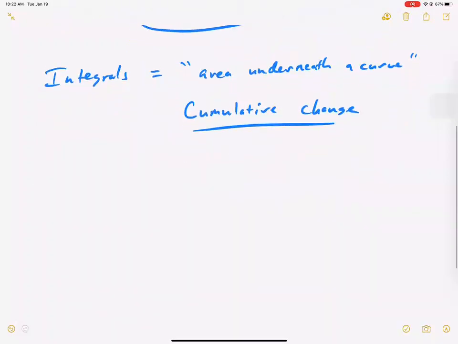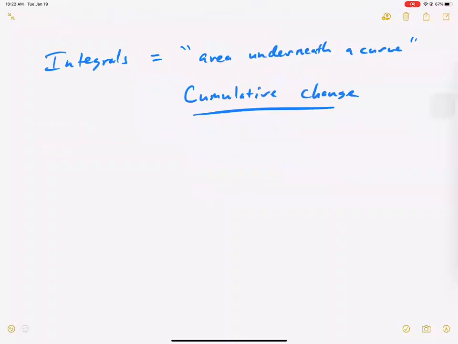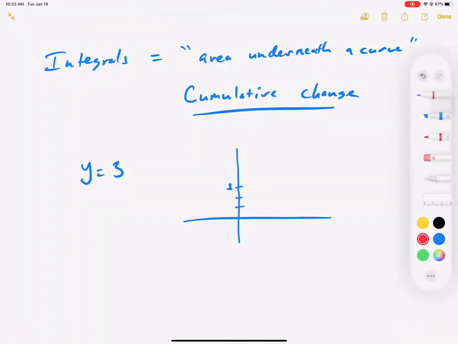Now let me give you a dumb example of this. If I give you the equation y is equal to 3, okay? Y is equal to 3. Now I'm going to go ahead and graph this. This might be a little silly, but let's go ahead and graph this. The graph would look like this. 1, 2, 3. And let's do this in a different color here. Everyone would be okay with this being the graph of y is 3.